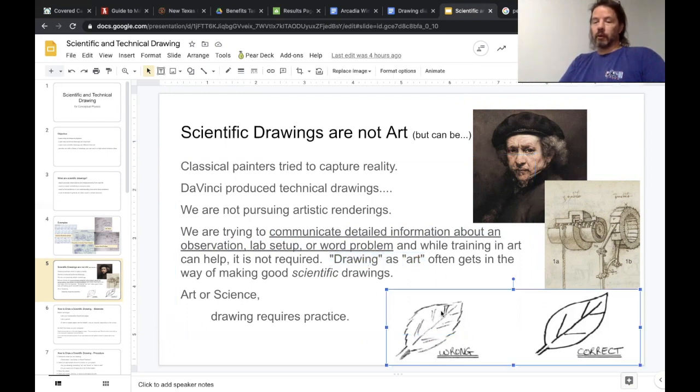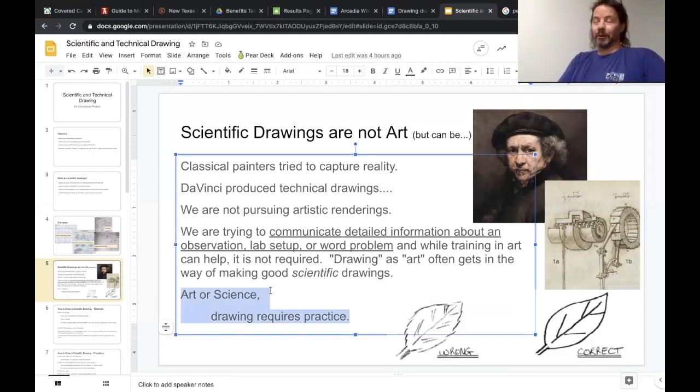So while this drawing right here, we would consider the leaf drawing on the right to be more correct in this class because it's going to depict an accurate representation of the leaf, whereas the one on the left is more of an artistic rendering and could be subject to some biases. So we're going to look for something much simpler, more exact, and precise. Now, the dream would be to actually match the two, kind of like Da Vinci's drawing up here. It's very clear where the exact pieces are and how it fits together, but there's also some shading and some other artistic tools being used in the drawing.